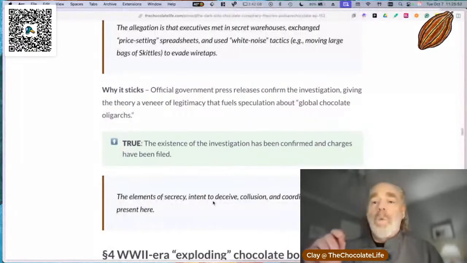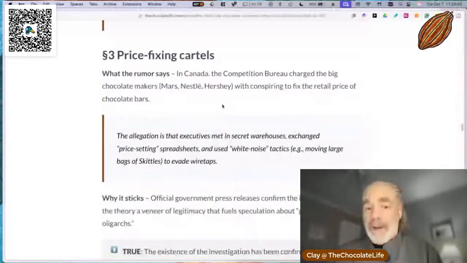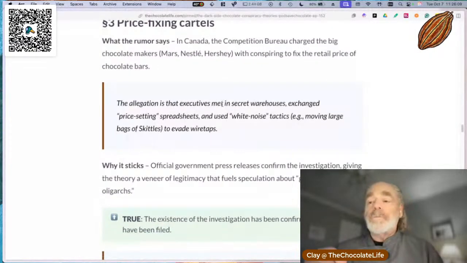However, even though the named actors here, Mars, Nestle, and Hershey, are all global companies, so multinationals, the theory falls short because there's no evidence this is happening any place but in Canada. Other jurisdictions may be doing an investigation, but there is no confirmation of these investigations. Is it likely that they're doing it in other markets? It's not out of the realm of being plausible.